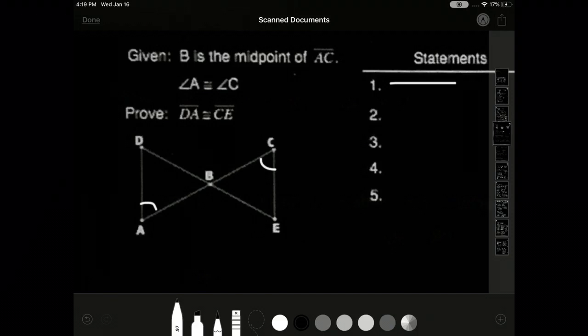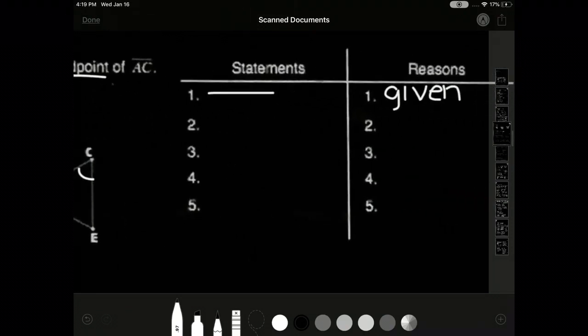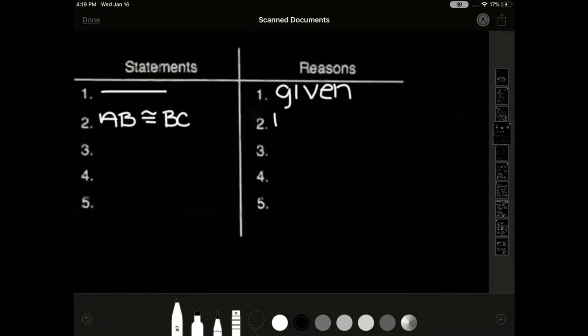So if we look for a key word, well, we have midpoint, which means that it's going to split AC into two congruent parts. So AB is congruent to BC, and that's exactly what we write in statement 2. So AB is congruent to BC, and our reason is simply definition of midpoint.